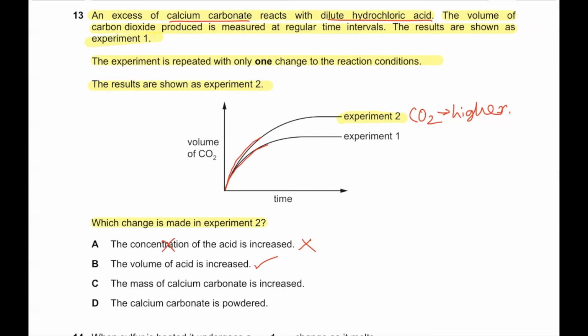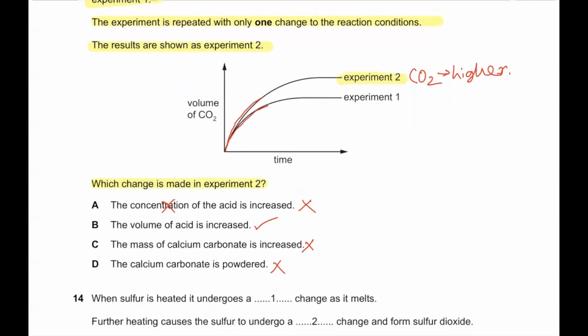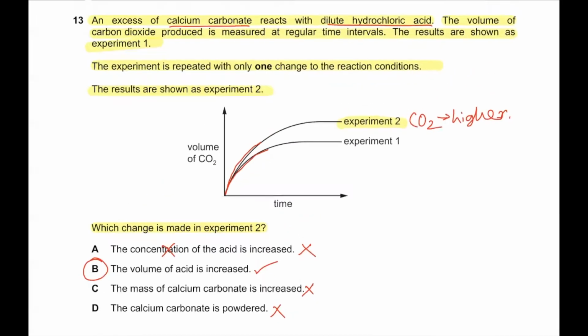The volume of acid is increased and the mass of calcium carbonate is increased. Well, no, we only changed one thing, and calcium carbonate was already in excess, so it will not affect. Calcium carbonate is powdered. Well, it will still not affect the final volume of carbon dioxide. So B is the correct answer for question number 13.